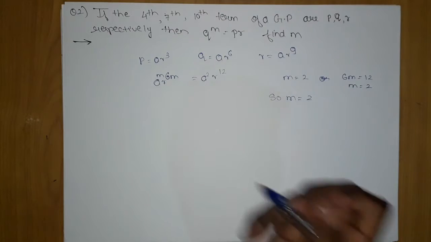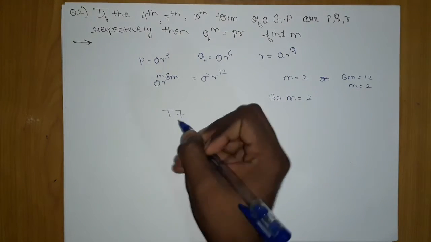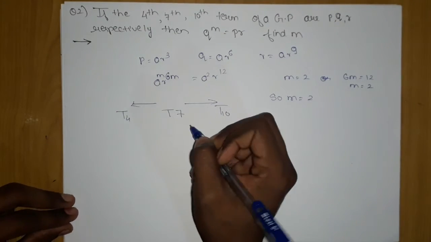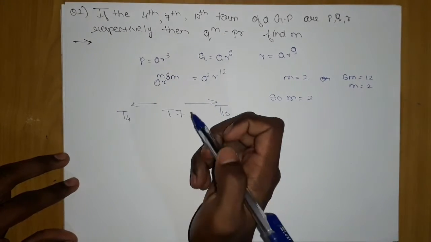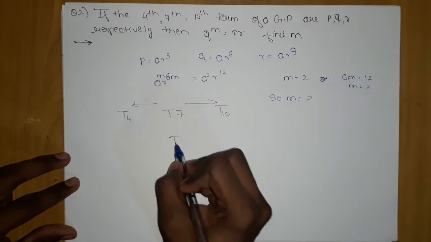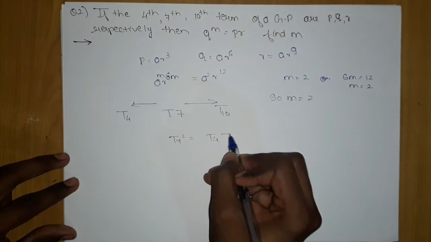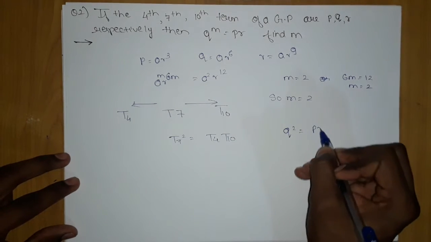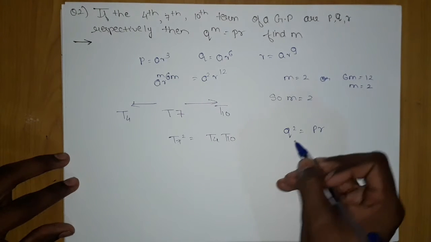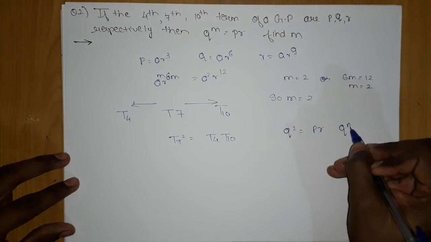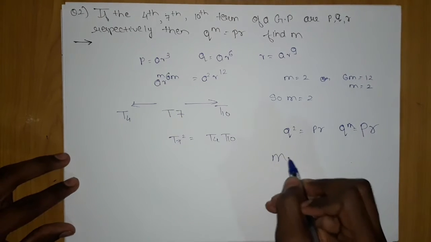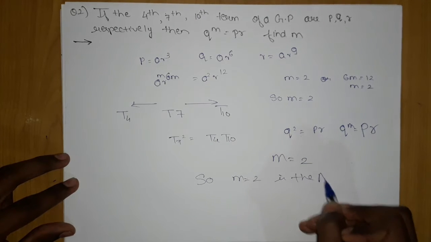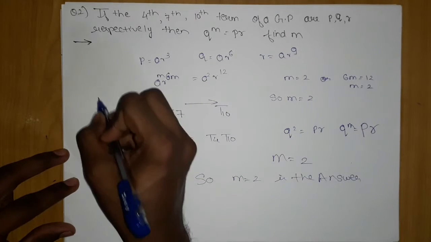Now using the second trick, what is the second trick? If I see t7, t10 and t4, they are at equal distance from t7. Don't you get this point? They are at equal distance, so I can write t7 the whole square should be equal to t4 into t10. Similarly, q square should be equal to p into r. So if I compare this with q power m should be equal to pr, I get m is equal to 2. So m is equal to 2 is the answer. This is method 2.